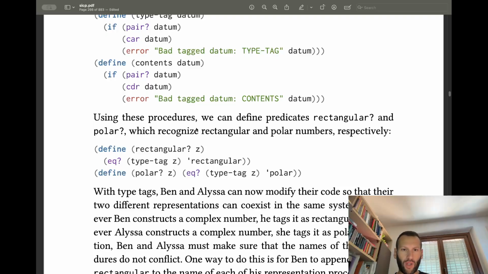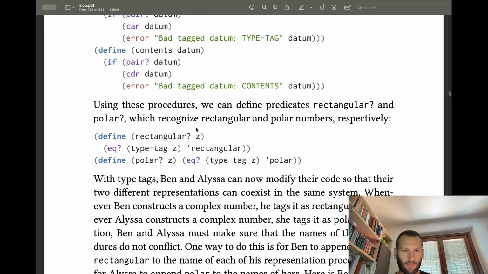Using these procedures, we can define predicates rectangular? and polar?, which recognize rectangular and polar numbers, respectively.